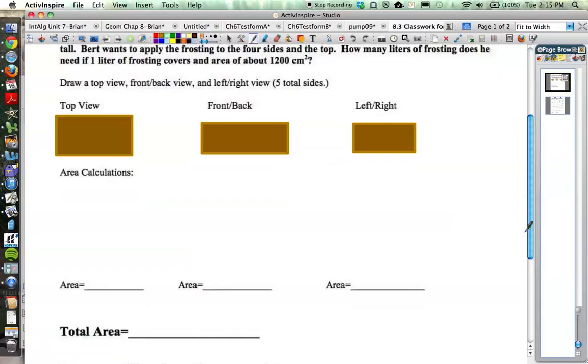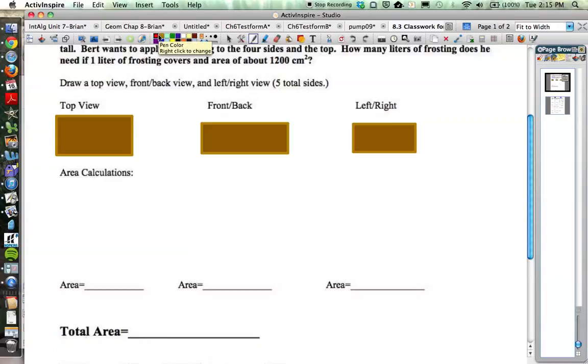So if we break that out and organize it now into those separate calculations, it makes the problem seem a little bit easier, and it might involve a little bit more writing, but I think in the end we'll understand it better. So let's take a look at the top view over here.